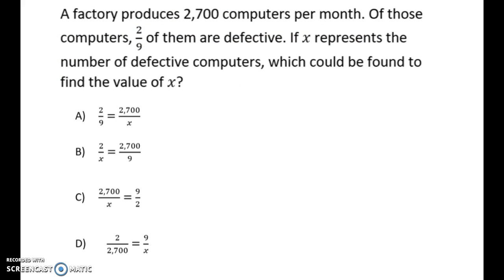It says a factory produces 2,700 computers per month. Of these computers, 2/9 of them are defective. If X represents the number of defective computers, which could be used to find the value of X? So we need to think of what are the two things that we're looking for. Again, I have a fraction. So the two things are defective computers and the total.